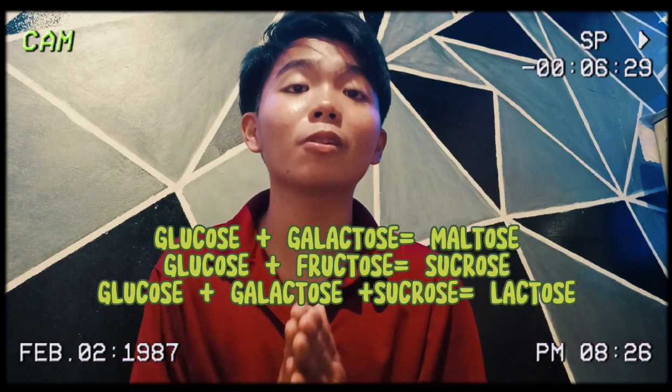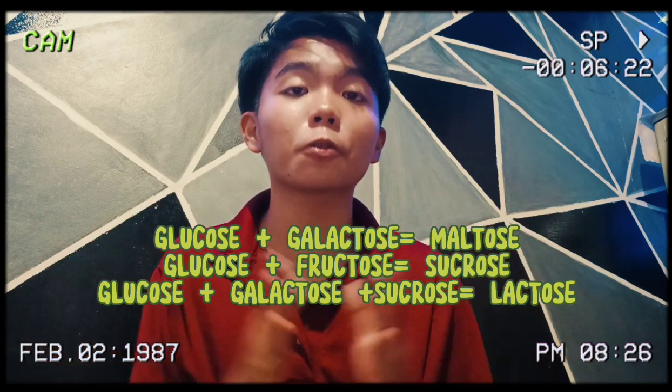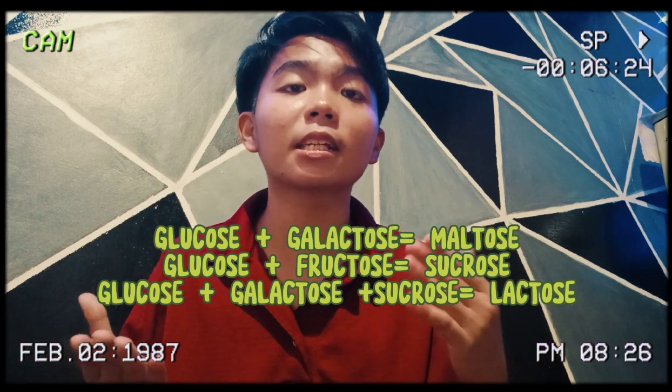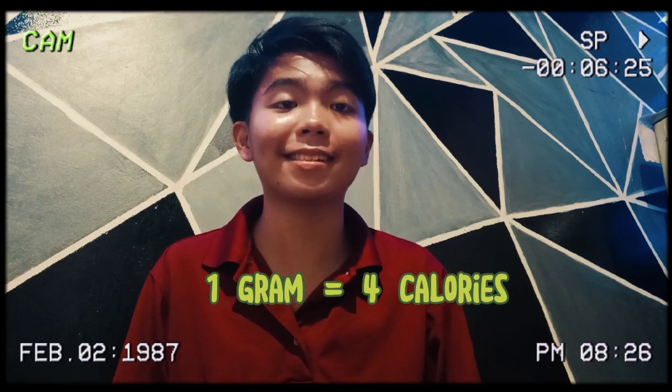And I also understand the different formulas in disaccharide. Glucose plus galactose equals lactose. Glucose plus fructose equals sucrose. And glucose plus glucose equals maltose. In carbohydrates, I always remember that 1 gram of carbohydrate is equal to 4 calories.